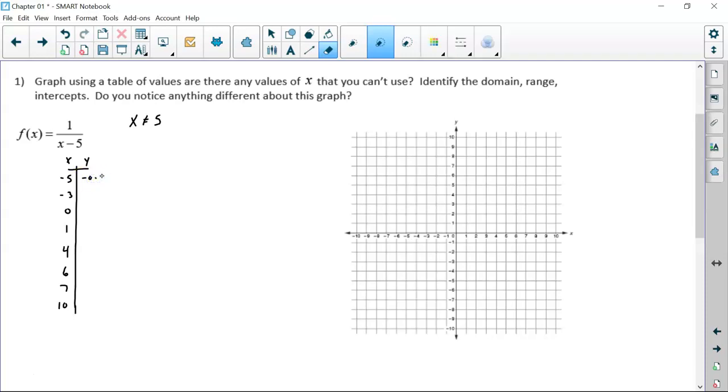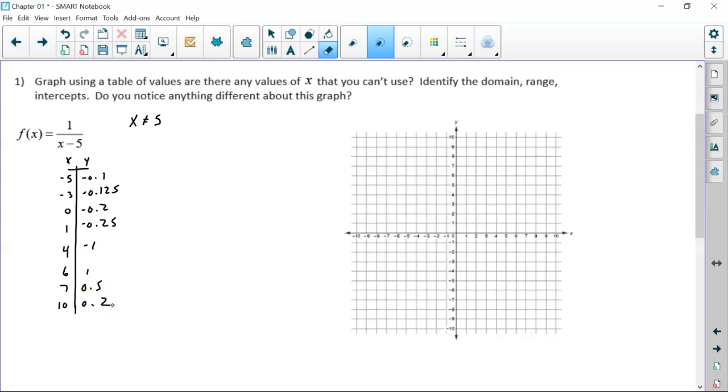Negative 0.1, negative 0.125, negative 0.2, negative 0.25. For 4, you get negative 1. For 6, you get positive 1. 7 is 0.5. 10 is 0.2.